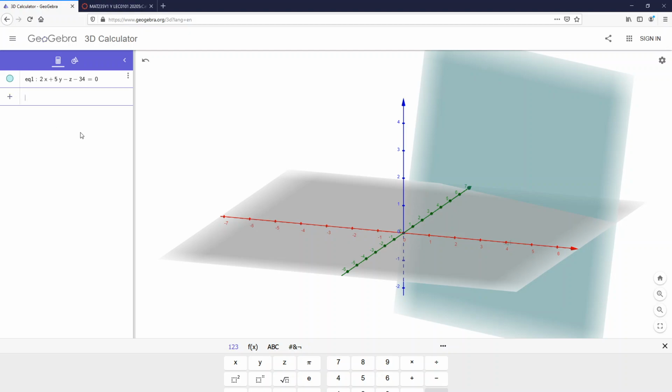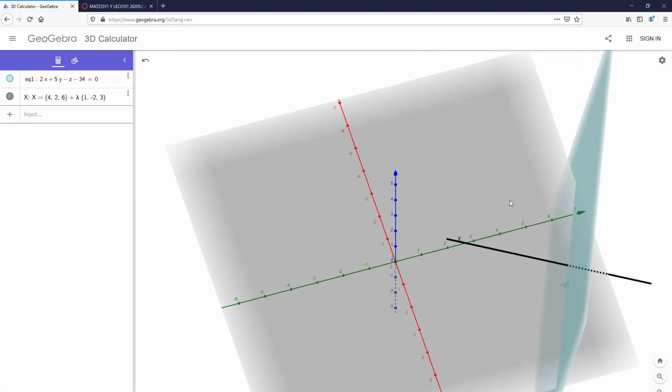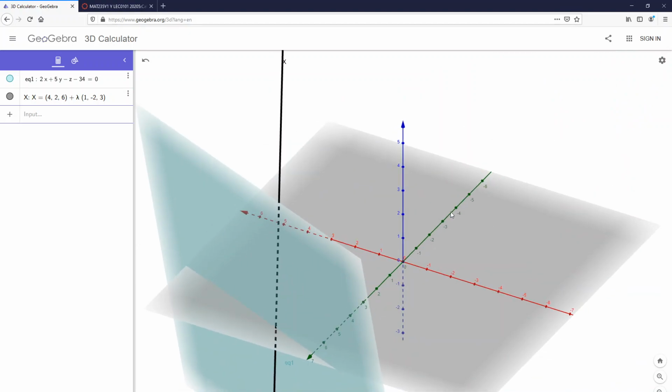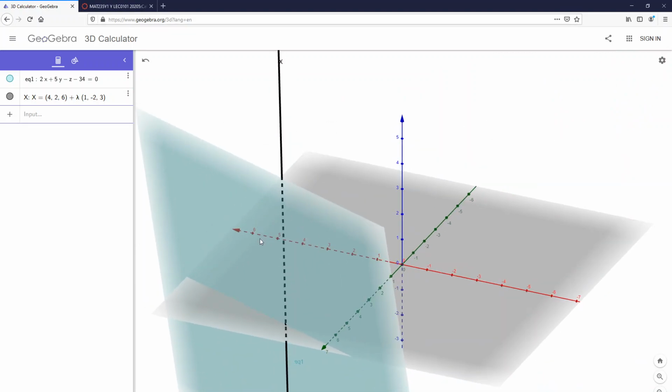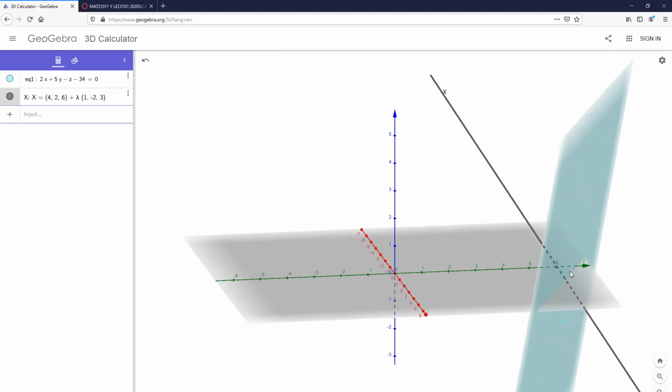And then we have the line (4, 2, 6) + t(1, -2, 3). So here it is, and you can see the line is in black and then the plane is in blue, and you'll see that it actually only intersects at this one point right here. That's the point of intersection.